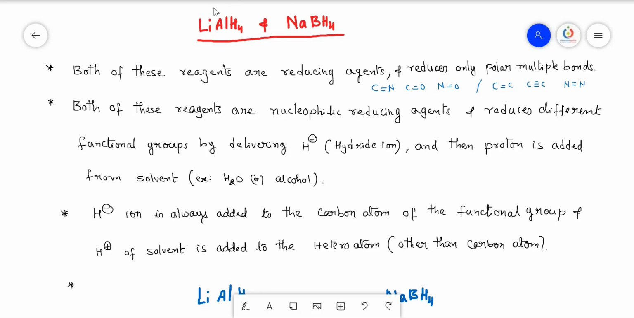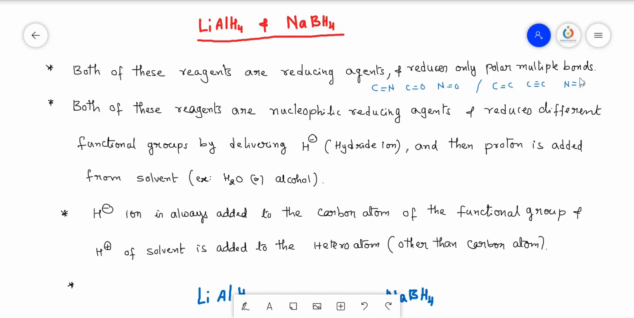In today's session, we are going to discuss the two important reducing agents. They are lithium aluminium hydride and sodium borohydride. Let us see the common points and common characteristics of both of these reducing agents. Both of these are reducing agents.